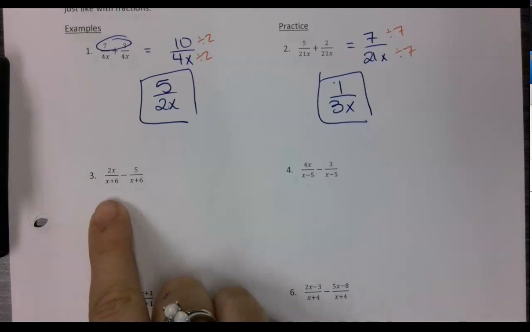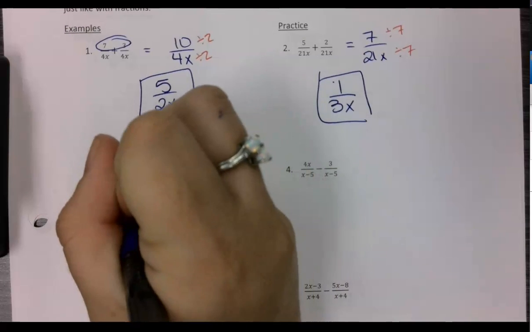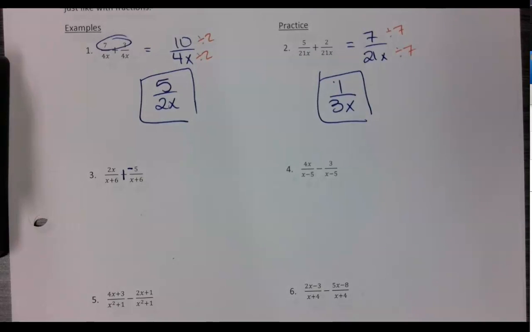So on number 3, this one is subtraction. So what I can do is I change the sign and then put it in front of my terms.